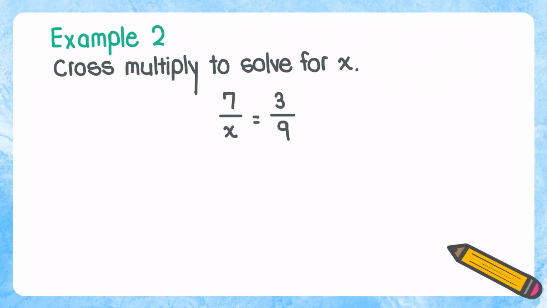7 over x equals 3 over 9. We're going to multiply across, so diagonally. 7 times 9 equals x times 3. Remember, for cross multiplication, we want to multiply diagonally. So the 7 and the 9 are paired together, and on the other side, x and 3.